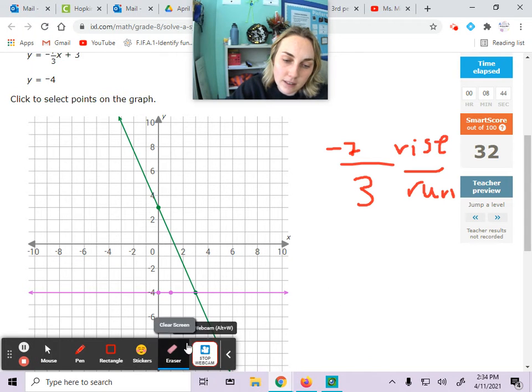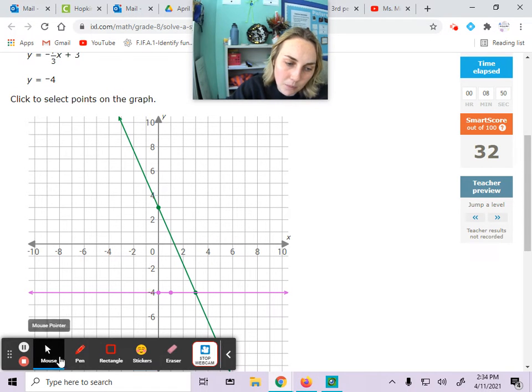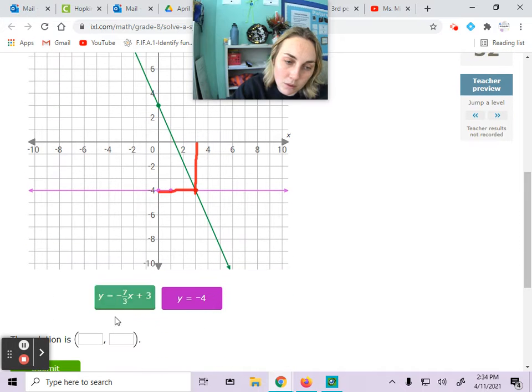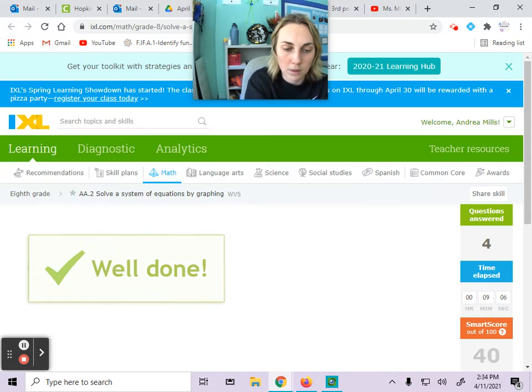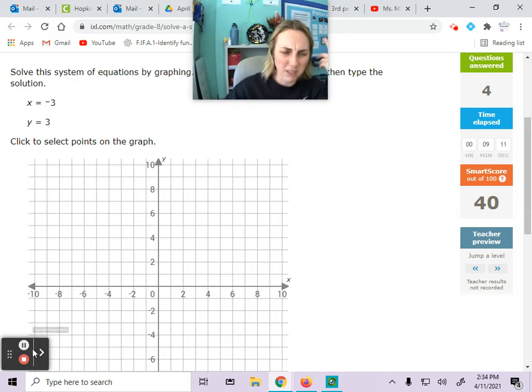So in this particular case, these points meet up right here. They meet up at, on the x-axis, they meet at 3, and on the y-axis, they meet at -4. So the ordered pair is going to be, the solution is going to be 3, -4. All right. Oh, this is also a really good example.